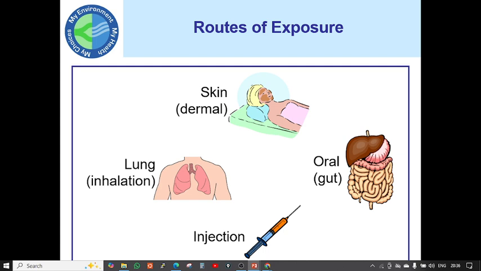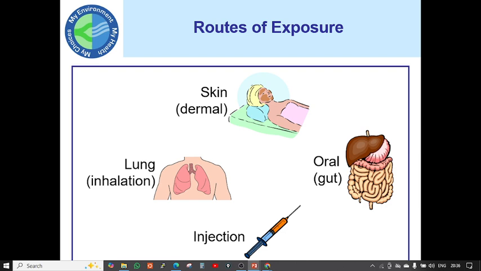Second is called lungs or inhalation. When the toxic substance is present in gaseous form, then through your inhalation, through the lungs, it can enter and mix into the blood. And the most important is called oral or gut, that is by food or drink we take in our mouth. Whenever you have a fever, the doctor prescribes some amount of drugs that can kill, just by swallowing that one. That is through oral drugs.